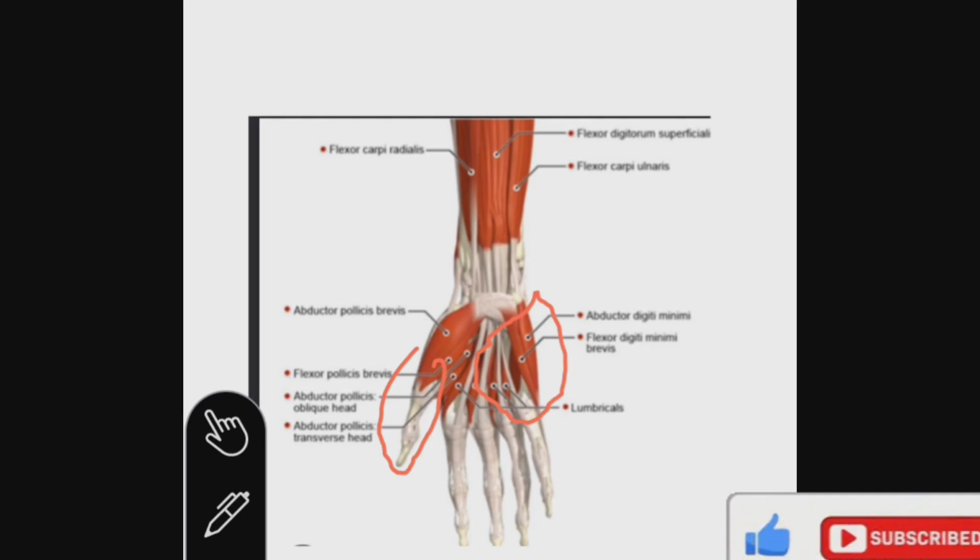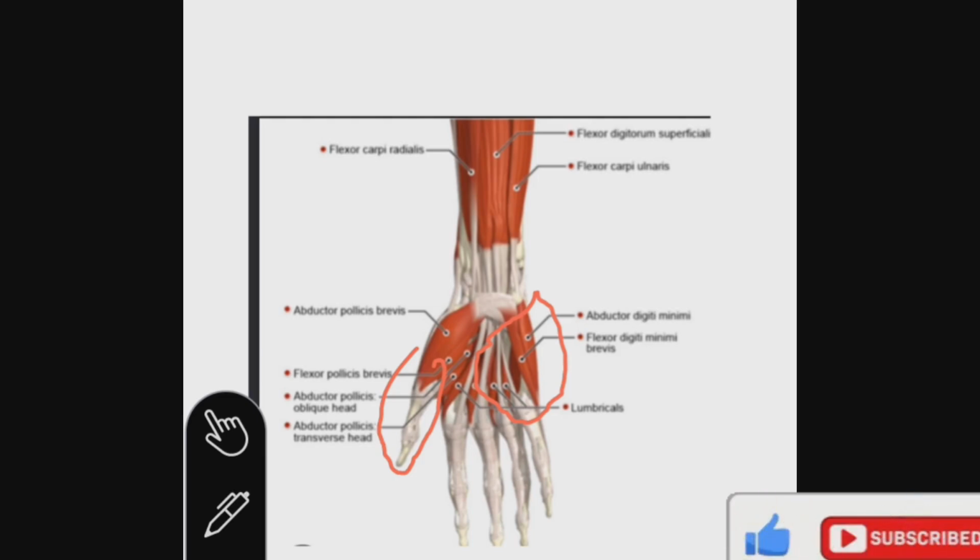Now we have lumbricals, lumbrical muscles. Lumbrical muscles originate from tendons. They are very unique muscles. They originate from tendons of the flexor digitorum profundus and insert into the extensor expansion. Now there are 4 of them: first and second, third and fourth. Lumbrical 1 and 2 are innervated by the median nerve, while 3 and 4 are innervated by the ulnar nerve. Don't forget 1 and 2 median, 3 and 4 ulnar. They are flexors at the metacarpophalangeal joint, and then they extend the interphalangeal joint.